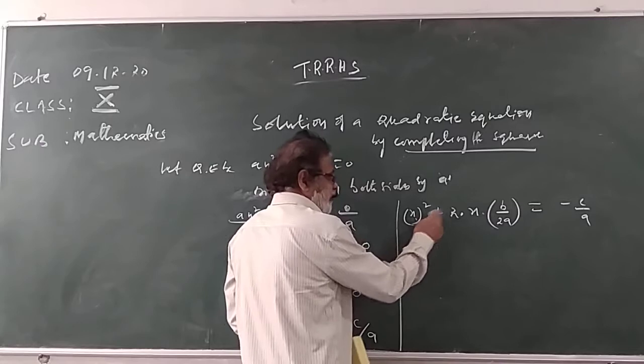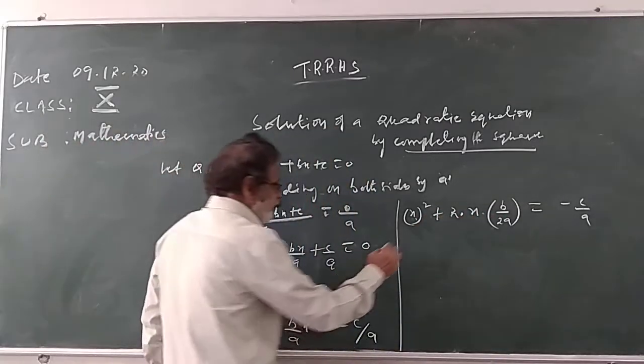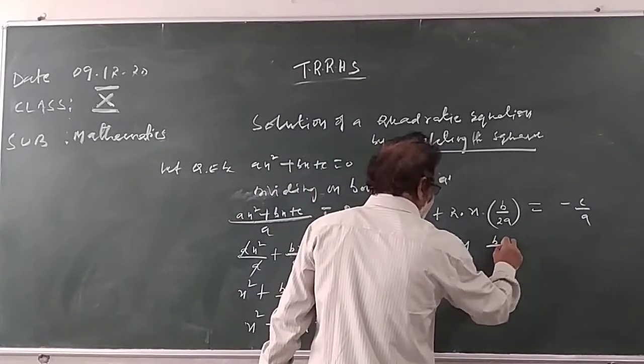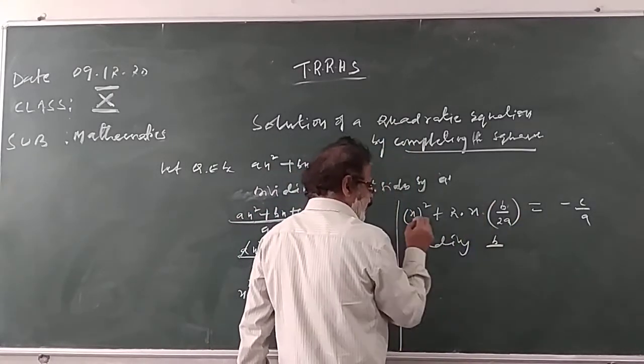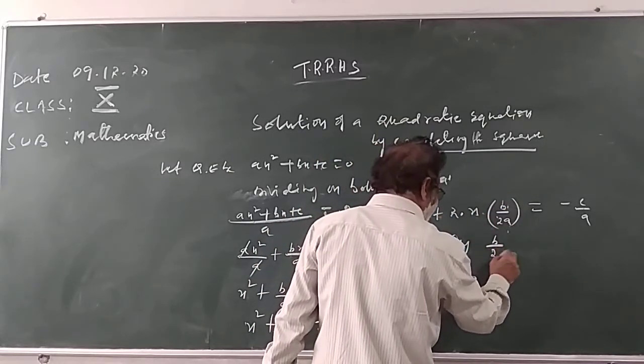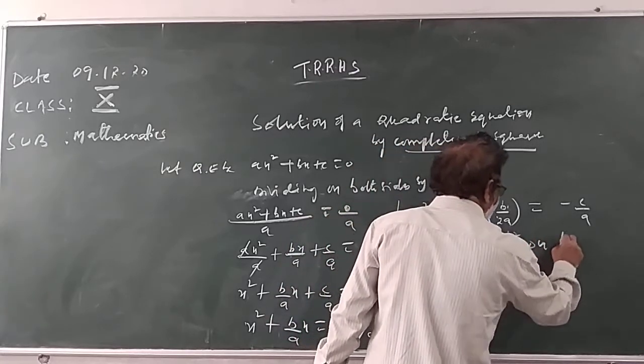So this is a square plus 2ab. What is missing here? b square is missing. Adding b square on both sides. What is b? In a square plus 2ab plus b square, the b value is b by 2a. So adding b by 2a whole square on both sides.